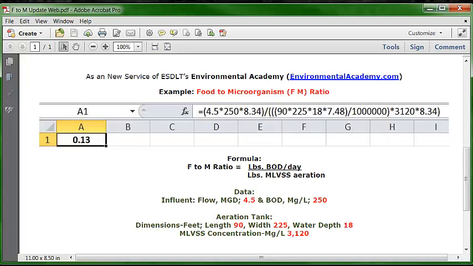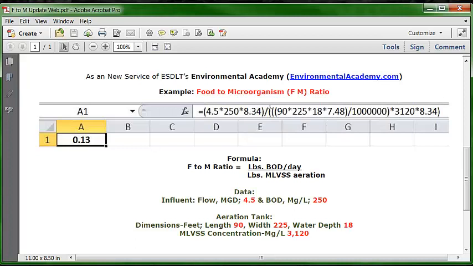We're going to start out with the equal sign, and we're going to put in the information to calculate the pounds of BOD per day, and everything is set up in the correct unit of expression to enter directly into the formula. The first number we're going to enter is the flow in million gallons per day, which is 4.5. Then we're going to put in the concentration of BOD in milligrams per liter entering the aeration tank, which is 250. And then we're going to multiply that by the standard conversion factor from gallons to pounds, which is 8.34.